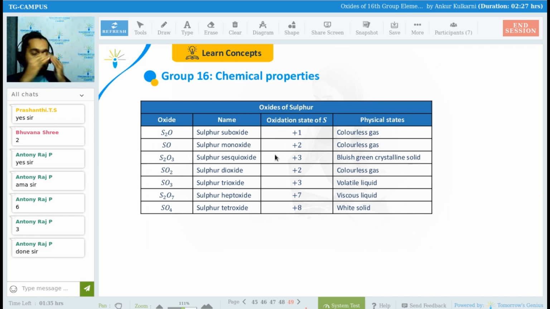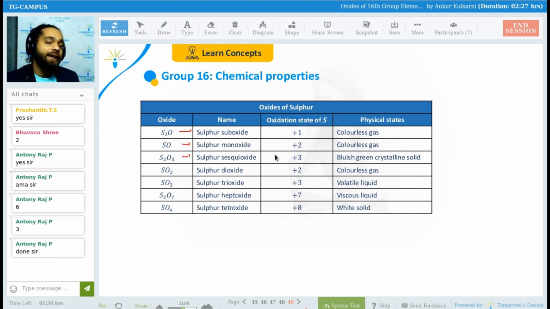Okay. Now, see, again, an important thing. Over here, I know you will remember the oxidation state, you will remember the oxide. What is important is to remember the name. Remembering the name is very difficult.